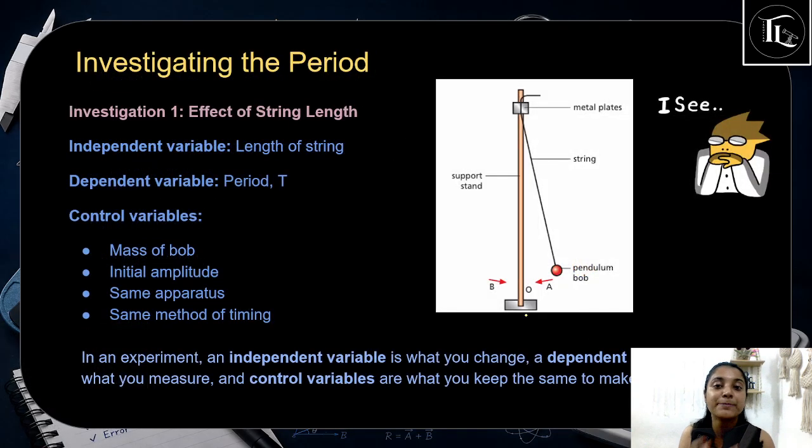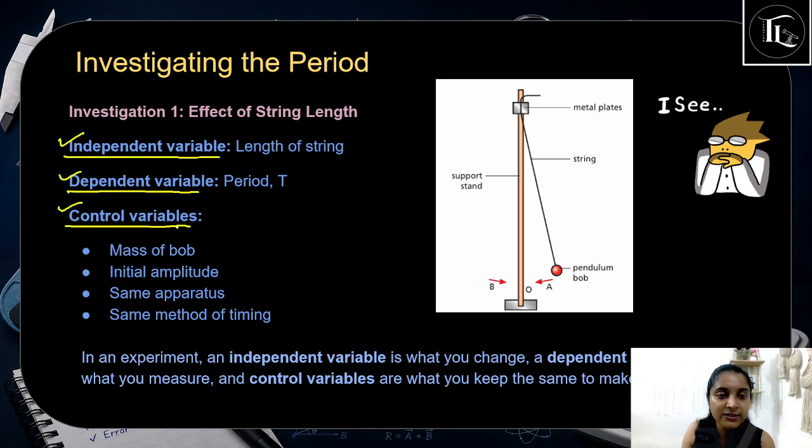Now, investigating the period, investigating the time. First is the effect of the string length, how it affects the period. In this we have three kinds of things that you need to know. It's also important for your future purpose: independent variable, dependent variable, and control variables. The independent one is what you are going to change, like the length of the string. And dependent is what you are going to measure. We have to measure the time period, so the time period is the dependent variable.